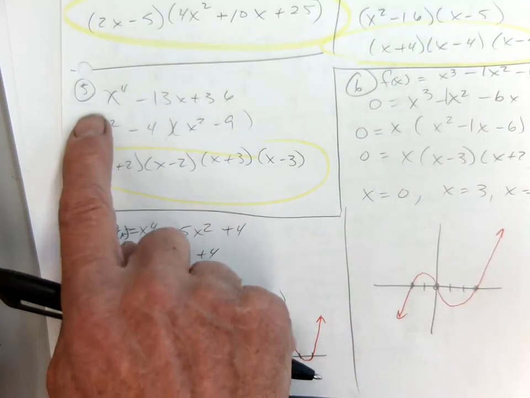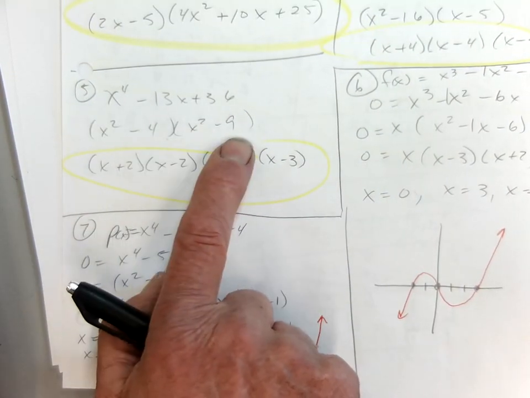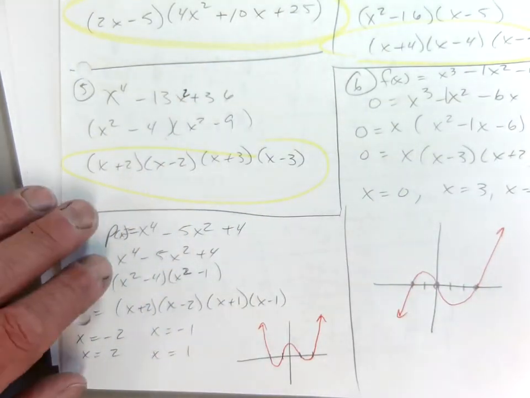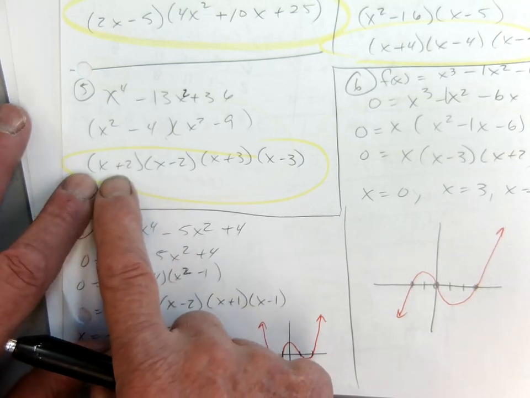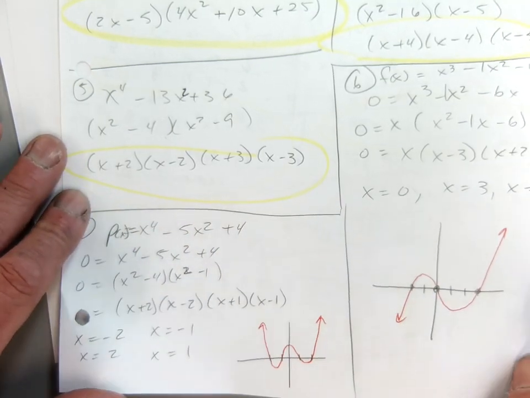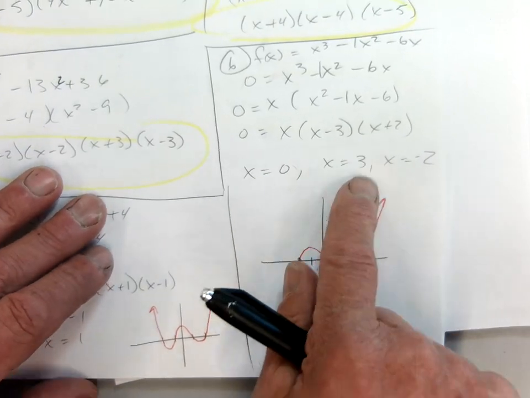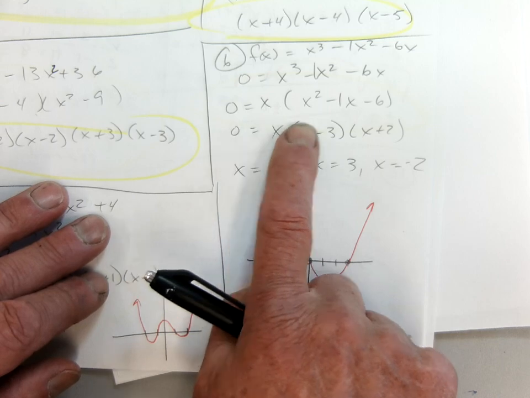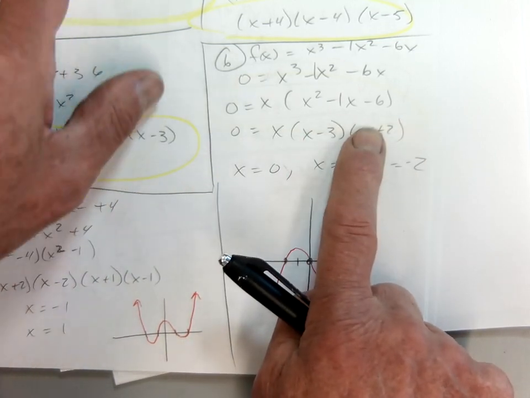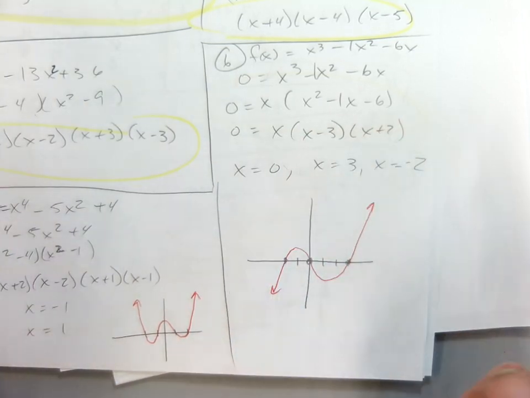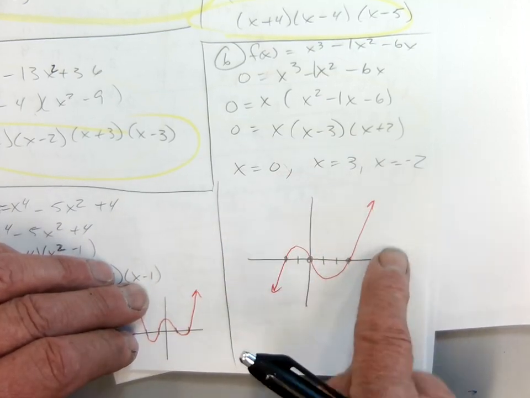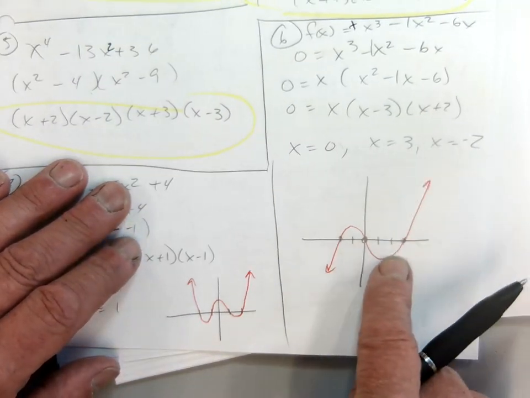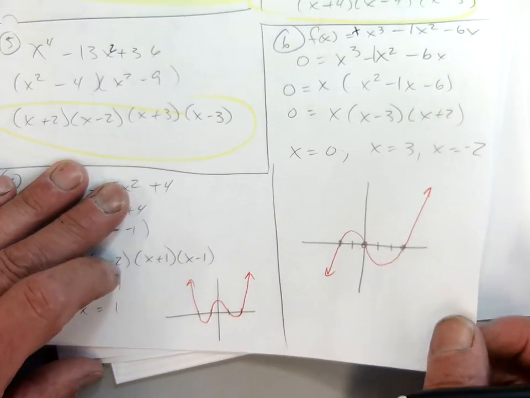Number 5, x squared, negative 4, negative 9 makes 36, but also makes the negative 13x squared. And then I factor that into x plus 2, x minus 2, x plus 3, x minus 3, okay? Number 6, I common factored out an x first, and then I factored it again. It's a lot like the one up here. And then I get my mini equations, 0, 3, and negative 2, and behavior that's a positive, so I go off to positive infinity, and I go through my zeros. There are no double roots, okay?